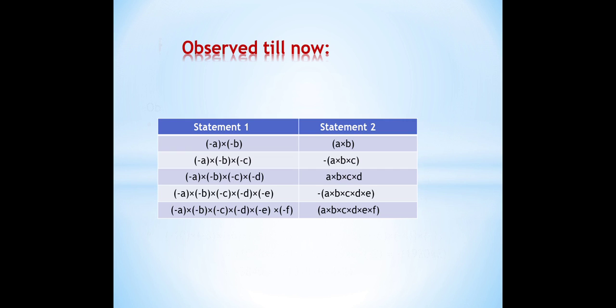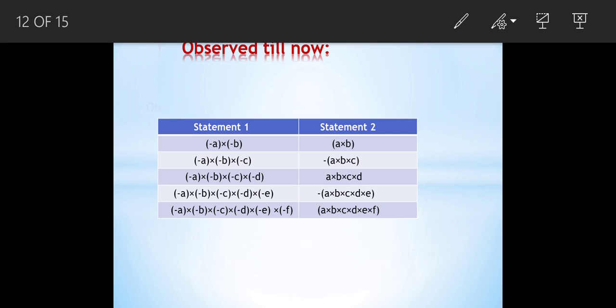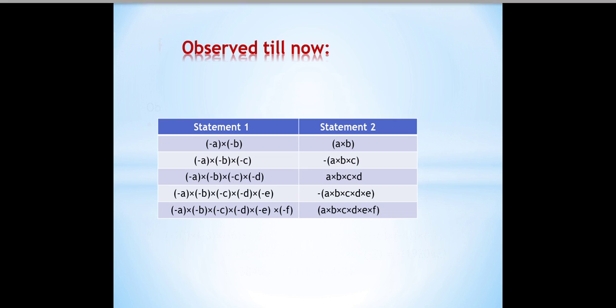So you can see in statement 1 and statement 2, minus a into minus b equals a into b, because there are two negative integers, minus a and minus b. Minus a into minus b into minus c gives minus a into b into c, because there are 3 negative integers and 3 is an odd number. Minus a into minus b into minus c into minus d is a into b into c into d, and this will be positive because there are 4 negative integers.